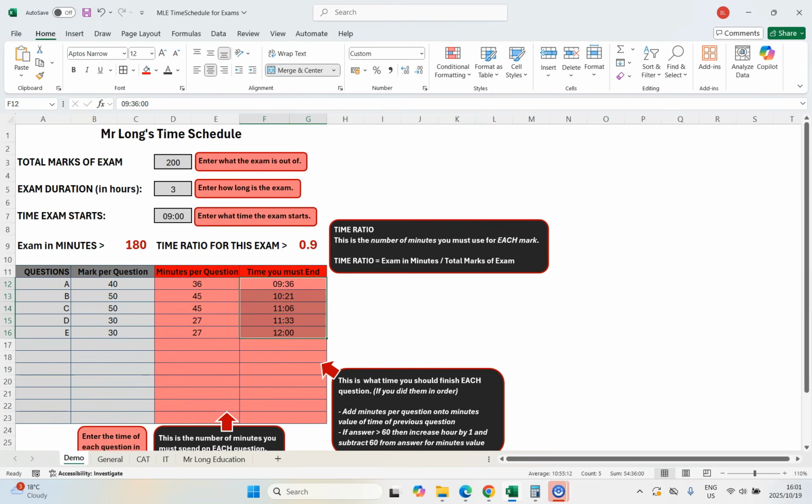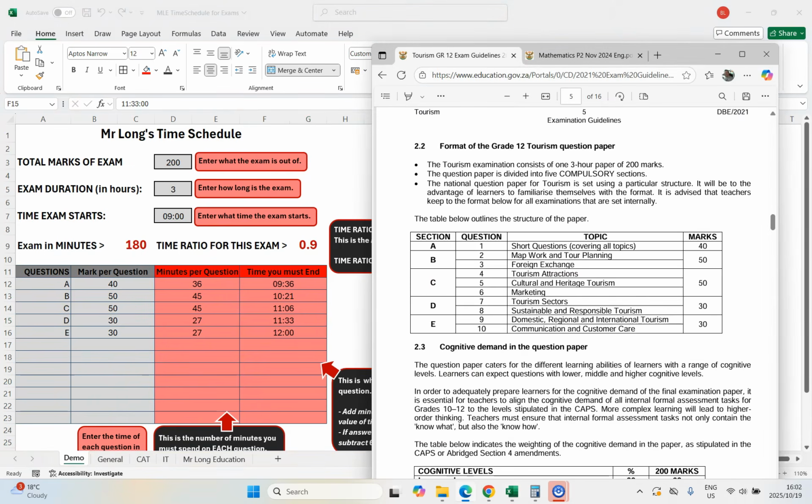So now I actually have an idea. If I write this down at the end of each question, I can say this is when I must end this question. So if possible, try get your exam guidelines beforehand and then try work out a time schedule and just memorize those numbers. If not, then you can do this quick calculation. I know it seems quite complicated, but if you know what you're doing, you can do it quite quickly and work out how long you should take for each question.